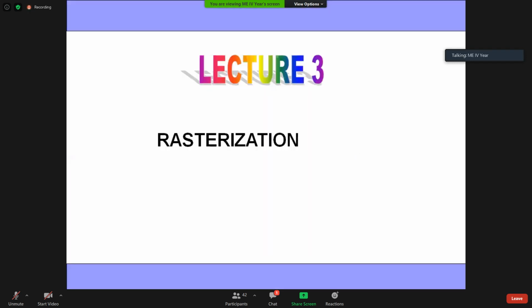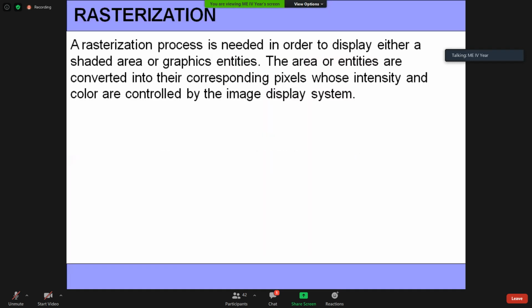And rasterization. Rasterization is a process needed in order to display either shaded areas or graphics entities. The areas of entities are converted into their corresponding pixels whose intensity and color are controlled by the image display system.